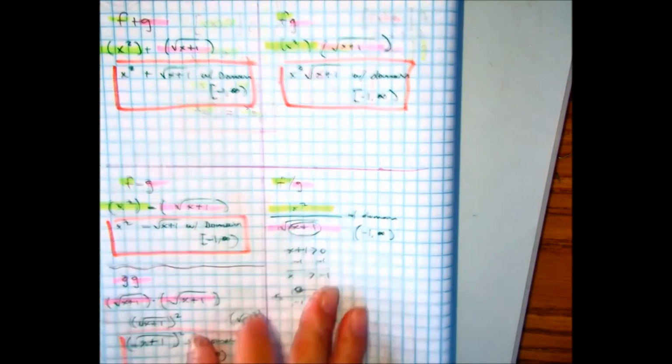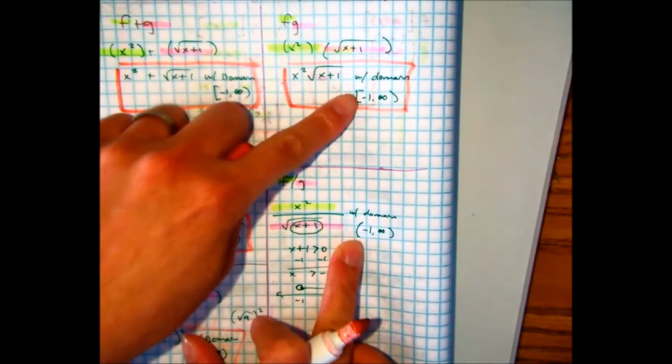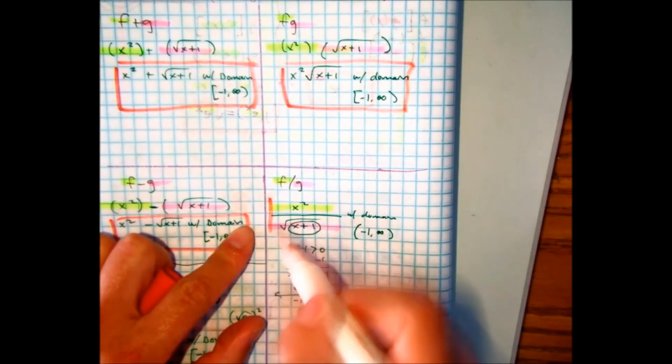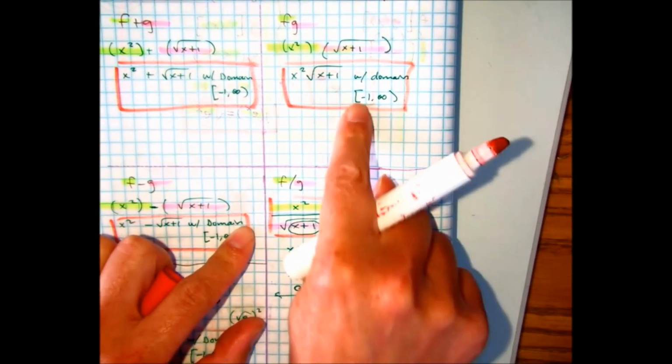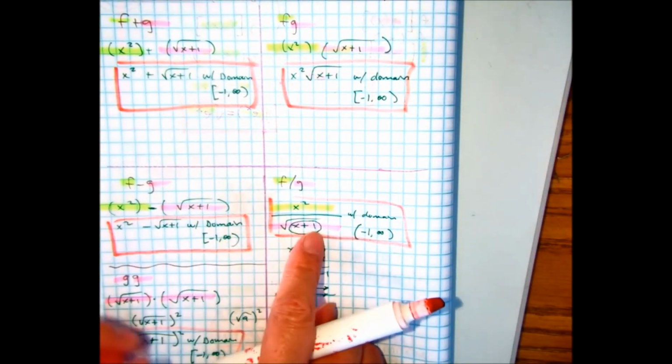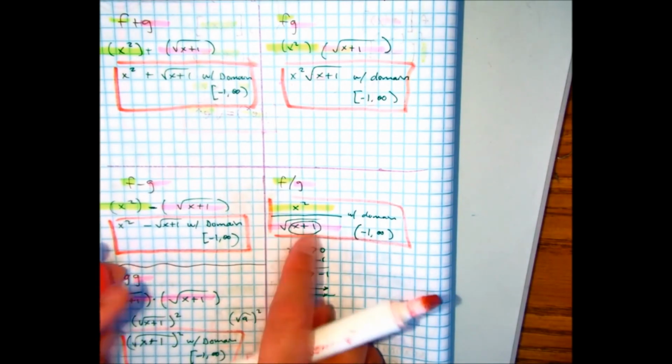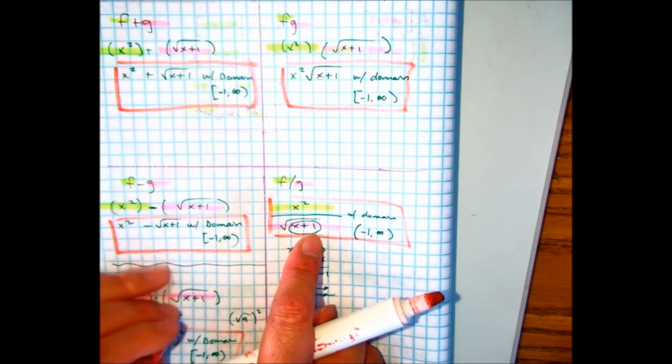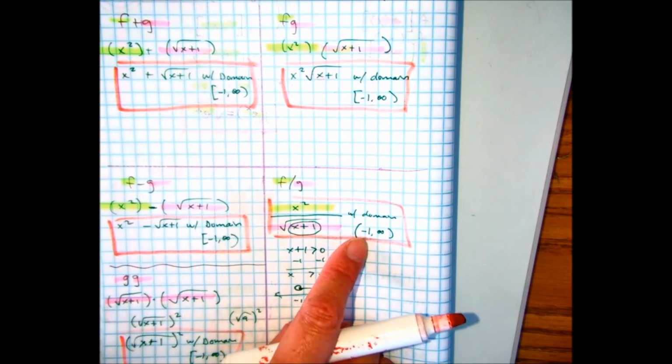The reason why this problem is a parentheses and not a bracket, just think about it. If you picked negative 1, class, what's negative 1 plus 1? Square root of 0 is 0, undefined, bad, right? That's why we're not including negative 1.